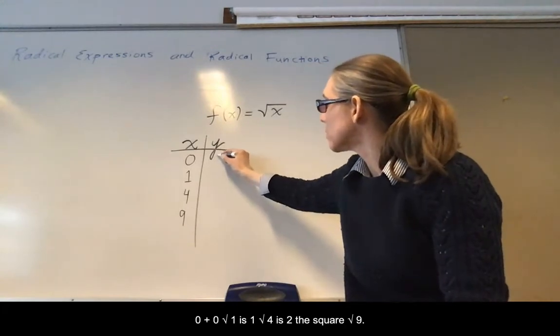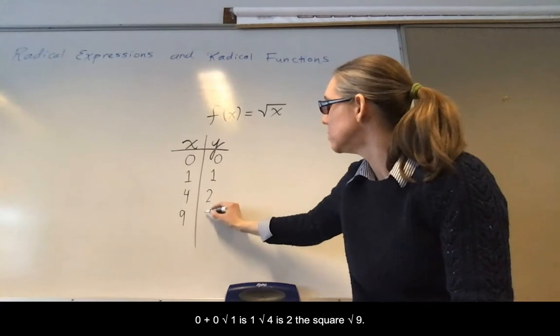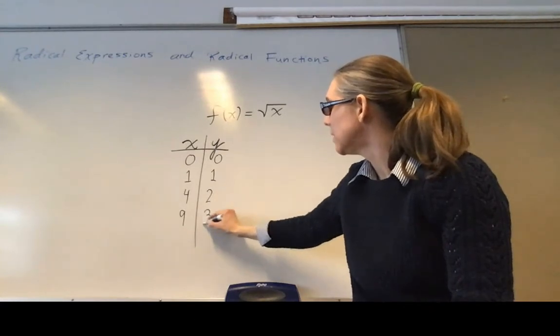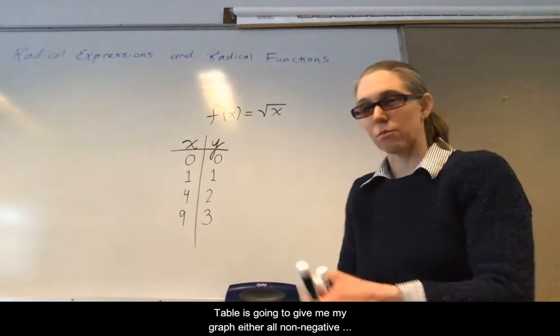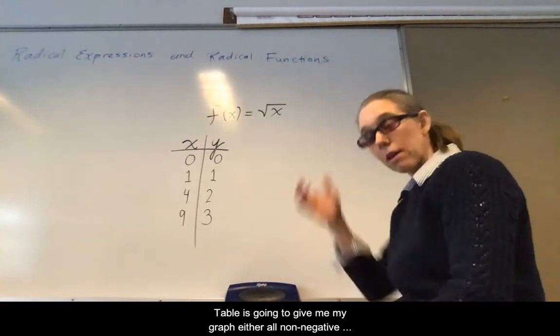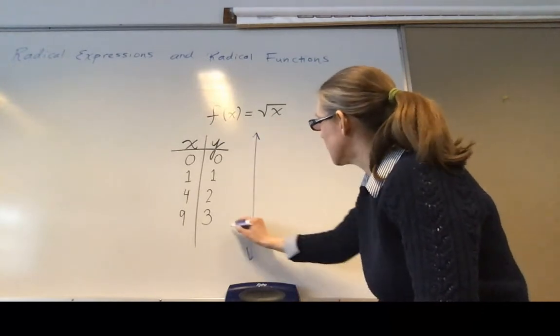So the square root of 0 is 0. The square root of 1 is 1. The square root of 4 is 2. The square root of 9 is 3. And now I have a table that's going to give me my graph. These are all non-negative, which means that I am going to be entirely in the first quadrant.